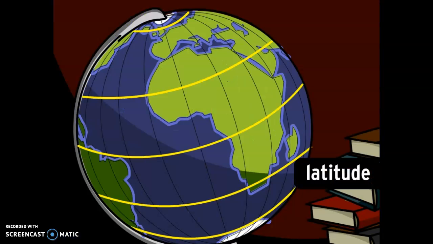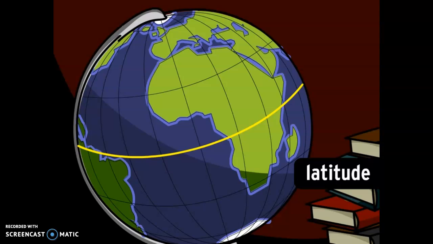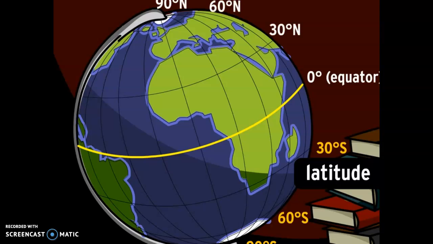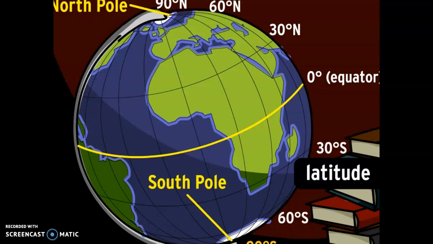Latitude lines run east-west. You can remember which way they run by thinking of them as rungs on a ladder. Latitude, ladder. 0 degrees latitude runs along the equator. There are 90-degree lines to the north and south of the equator. 90 degrees north is the North Pole, and 90 degrees south is the South Pole.